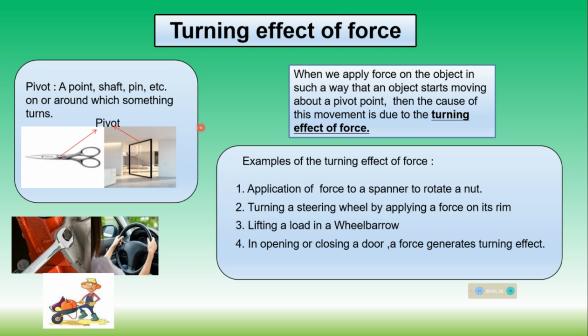So what can a force do? When a force can make an object turn around, we say that the force has a turning effect. When we apply force on an object in such a way that the object starts moving about a pivot point, then the cause of this movement is the turning effect of force.